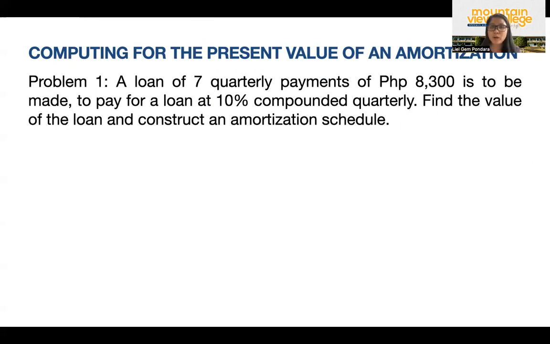A loan of 7 quarterly payments of 8,300 is to be made to pay for a loan of 10% compounded quarterly. Find the value of the loan and construct an amortization schedule. Now, we are asking for the value of the loan. Therefore, we are looking for the present value. Can anyone share with me what is this 8,300?